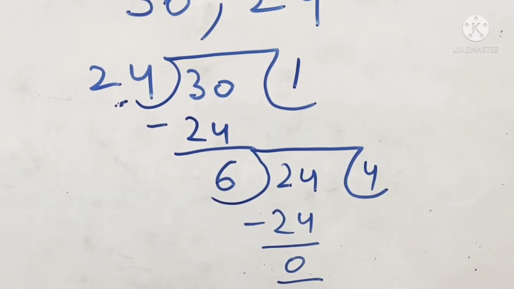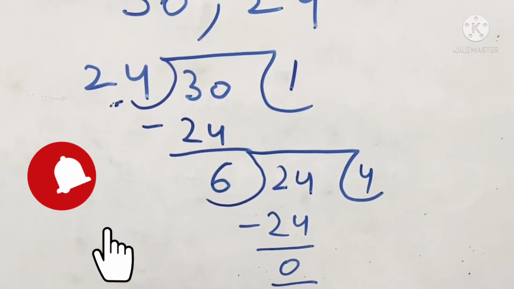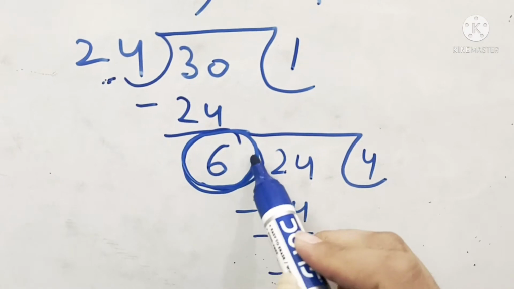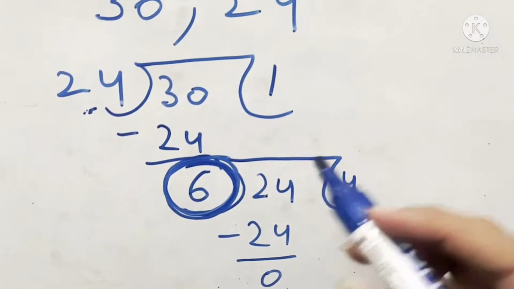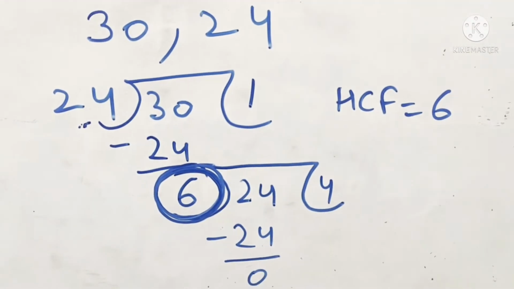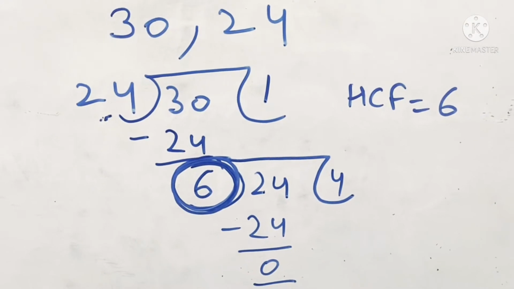But since we have to find the HCF, the question comes: where is the HCF? The final number which gives me 0, that means the final divisor, will be taken as the HCF. So the answer is 6. That means the HCF of 30 and 24 is 6. I hope it is totally clear to you.